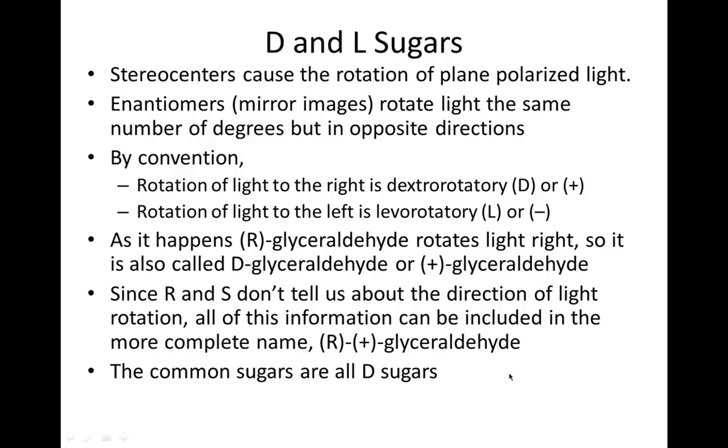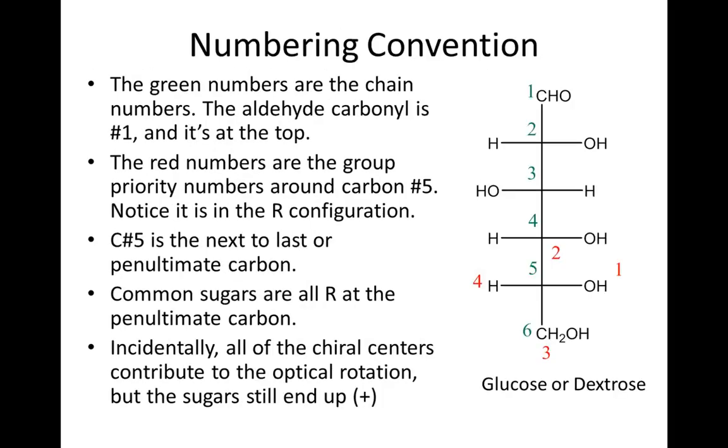As it turns out, all of the common sugars are D sugars, that is, they all rotate light to the right. And as it turns out, they're all going to have the R configuration at one particular place in the molecule. And so we'll see that when we look at another sugar molecule.